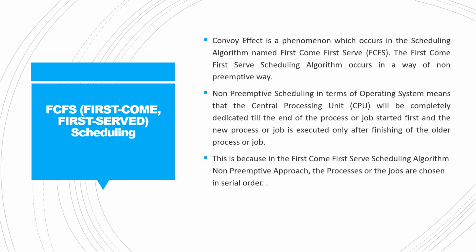Non-preemptive scheduling is a term in operating systems, meaning that the central processing unit CPU will be completely dedicated till the end of the process or job that started first, and a new process or job is executed only after finishing the older process or job. This is because in first come first serve non-preemptive approach, the processes or jobs are chosen in serial order.